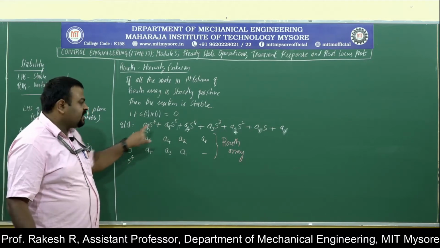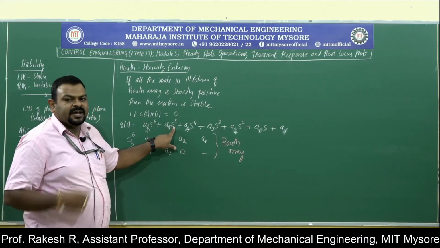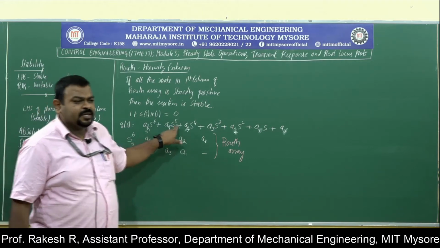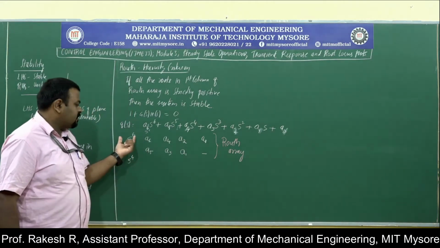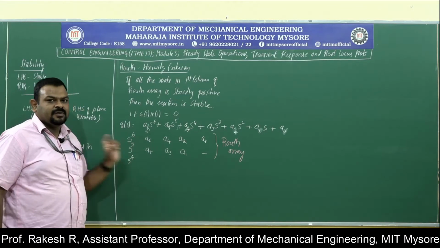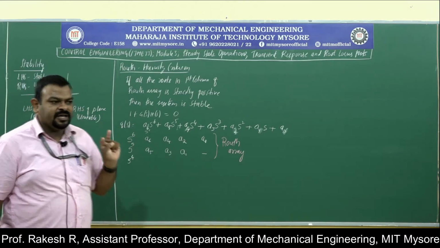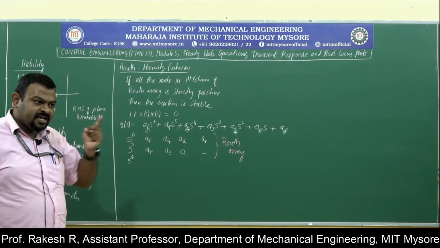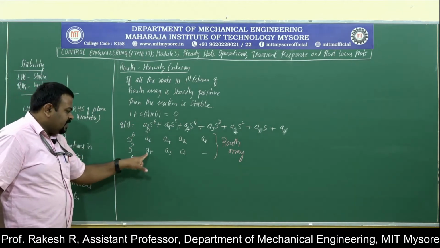If the highest odd power, suppose the characteristic equation starts with s to the power of 5, first I will write s to the power of 5, then s to the power of 4, that's all. The first two rows I have to write from the given question. Next I have to compute.